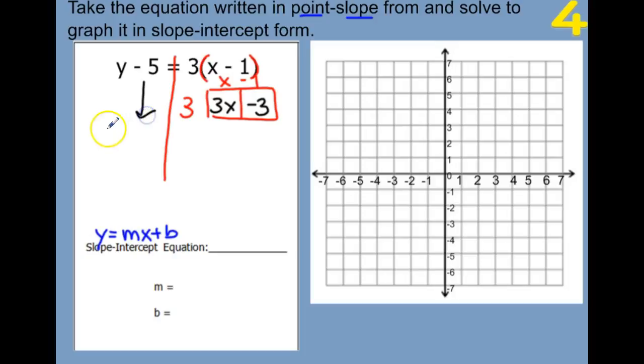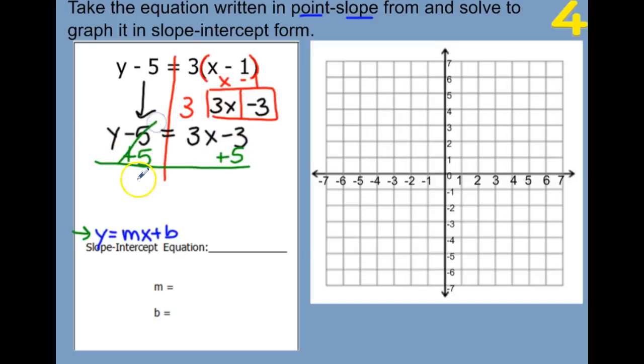And then I'm just going to rewrite this. Y minus 5 equals, and then whatever's inside your box, 3x minus 3. All we did was distribute or multiply, get rid of our parentheses. And now we need to get y by itself so it matches this form down here. So the opposite of subtracting 5 is adding 5.